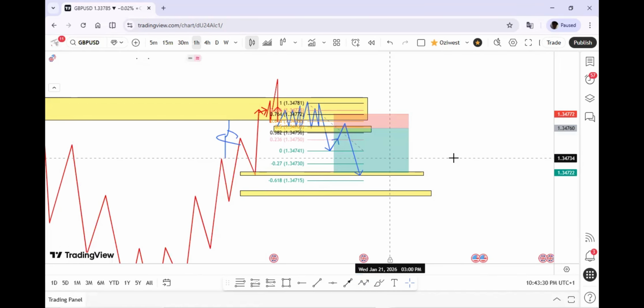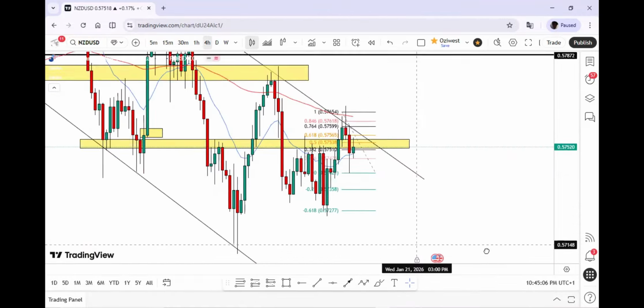So on your next trade, or you can even backtest it. You can backtest this particular strategy that I just showed you guys and see for yourself.